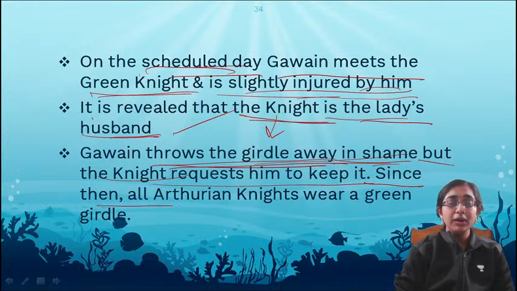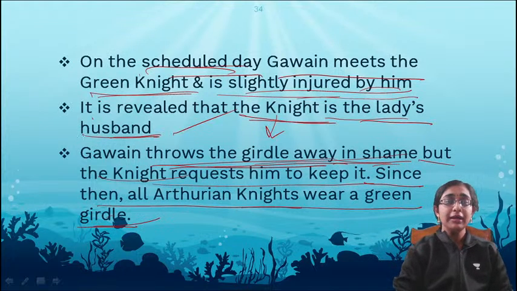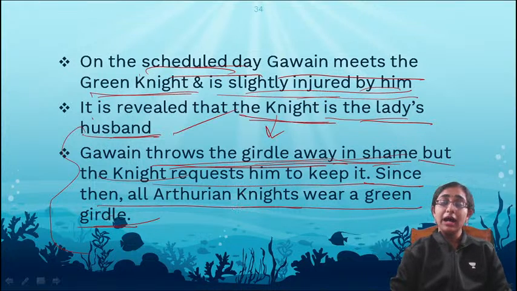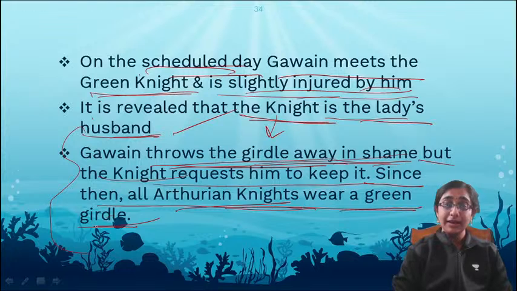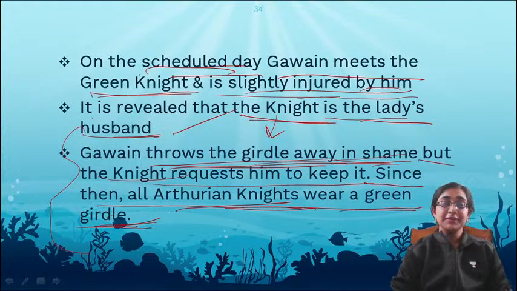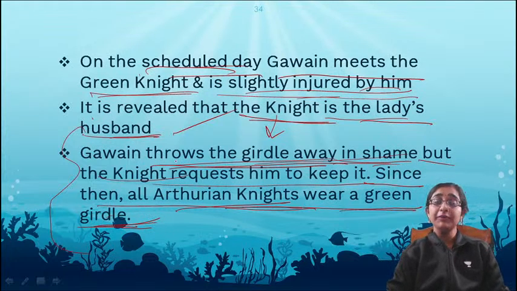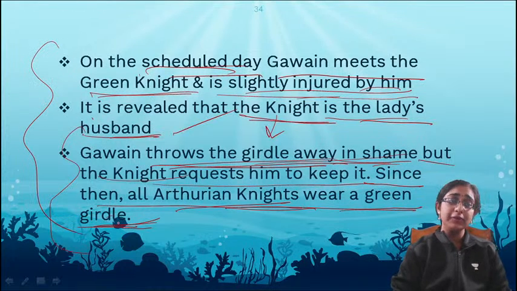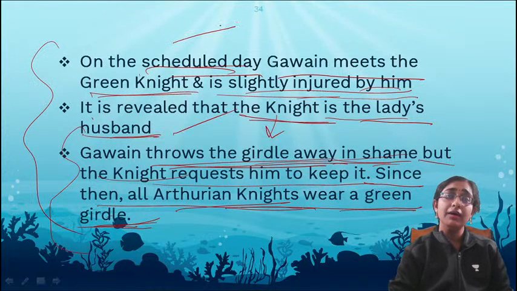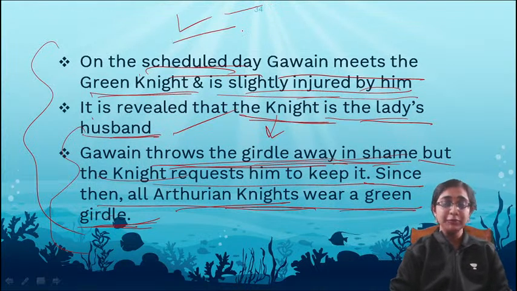Since then, all Arthurian knights wear a green girdle. So that's how their feud, their debate has been solved. So that is the story of Sir Gawain and the Green Knight. So you can see that the main theme is always the knight and the chivalric virtues, as I have told you.